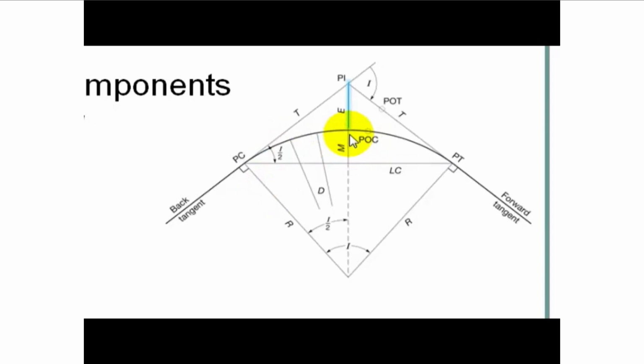The external is the distance from the middle of the curve to the PI. And the middle ordinate is the distance from the middle of the curve to the middle of the long chord.